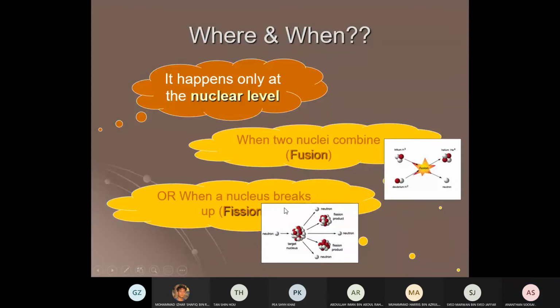So what is fusion? Anyone? What is fusion? The merging of two nuclei. What type of nucleus? Two lighter nuclei, the merging of two lighter nuclei to form a heavy nucleus and releases energy. Fusion. Where does fusion happen? The sun. The only place where fusion is happening currently is the sun.